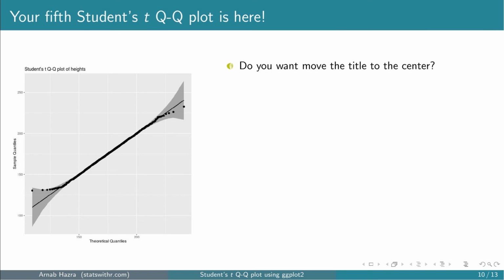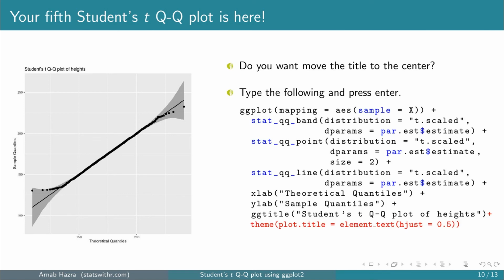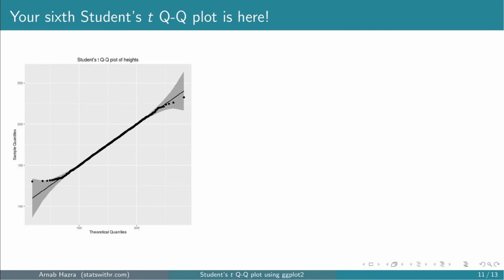Now you might want to move the title to the center. To do that, add the line theme(plot.title = element_text(hjust = 0.5)). Okay, now press enter. Okay, you get your sixth student's qqplot. You can see the title is at the center now.